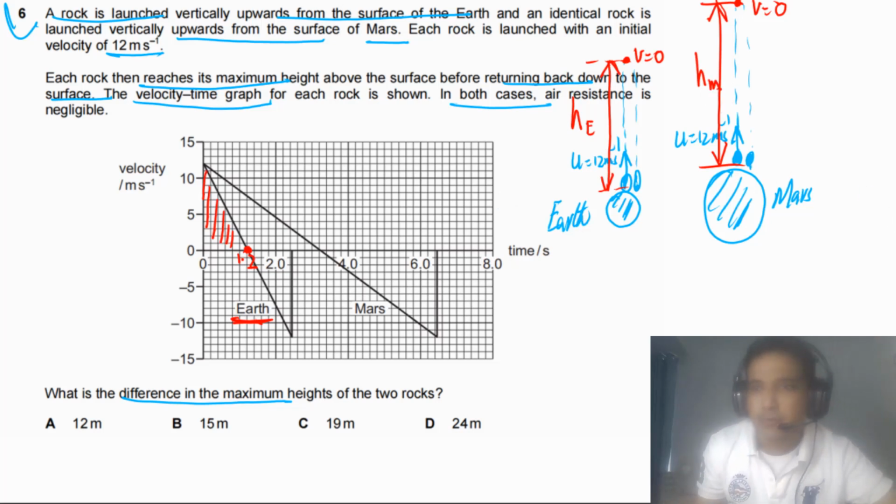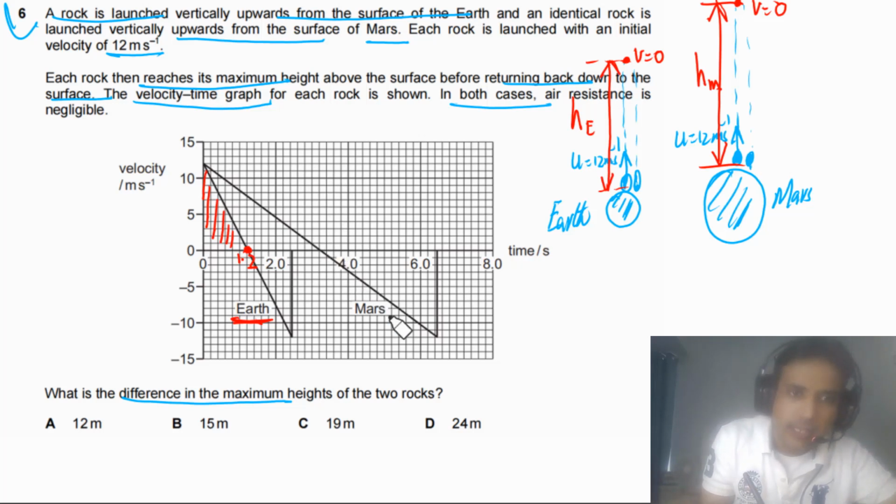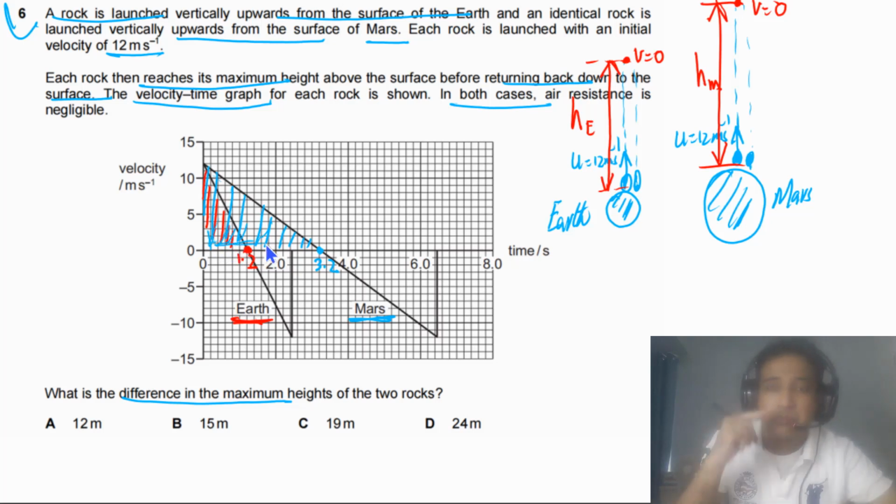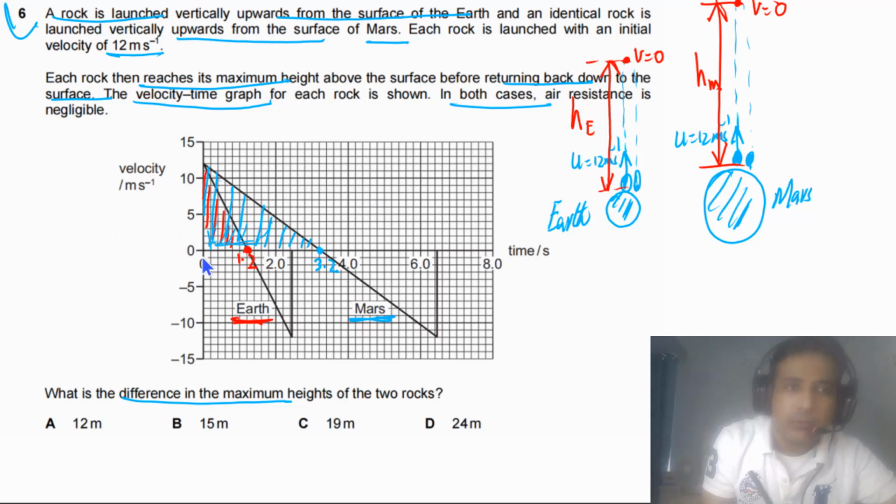Now if you look at the velocity time graph, we have for Mars until this point. So velocity here is equal to 0 and this time is equal to 3.2 seconds. So it means we need to calculate the area under this line. This total area represents the maximum height reached by the rock above the surface of Mars. So simply we need to calculate areas.